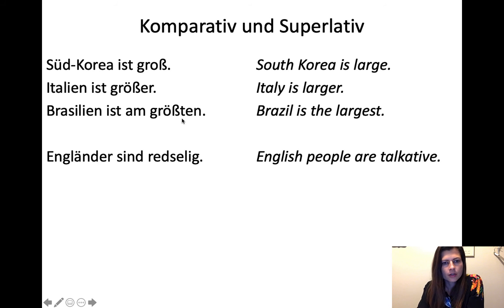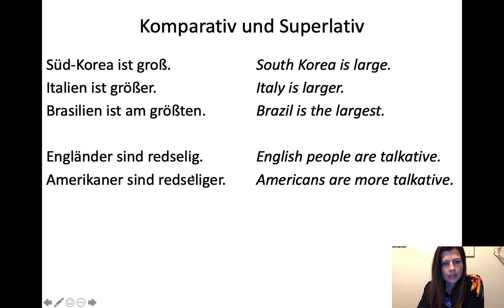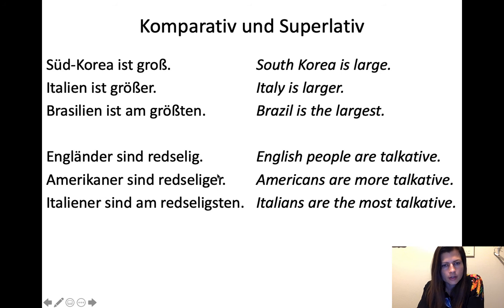Engländer sind redselig. English people are talkative, redselig. Amerikaner sind redseliger, with the er, more talkative. In English we have to switch to the more construction, but then er here. And then Italiener sind am redseligsten. Italians are the most talkative. So the superlative in there.